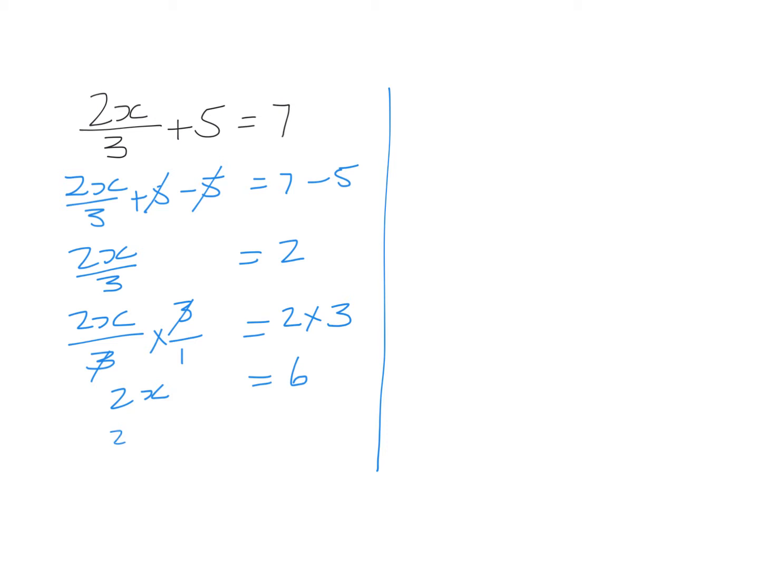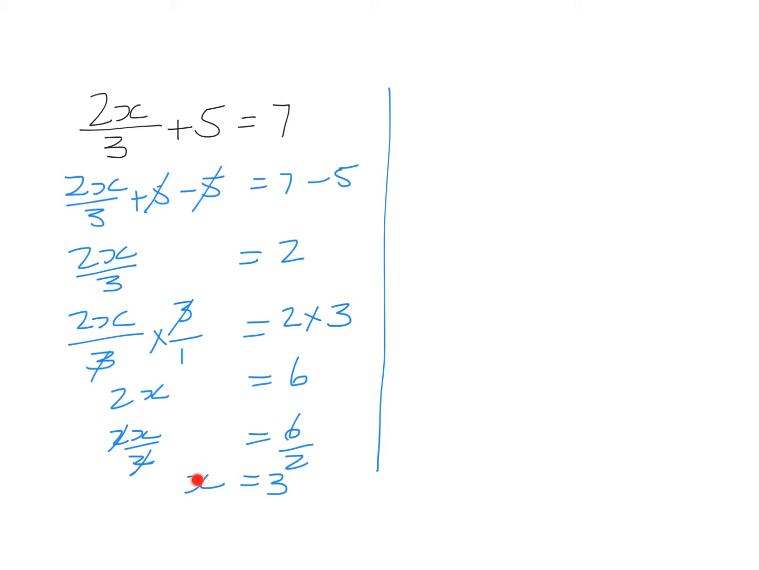So that becomes 2x over 2 equals 6 over 2. So what I do on the left, I do on my right. That cancels out. Therefore x is equal to, how many times does 2 go into 6? It goes in 3 times.